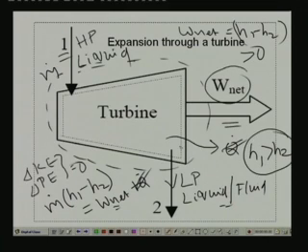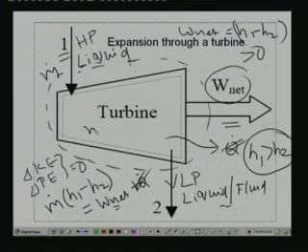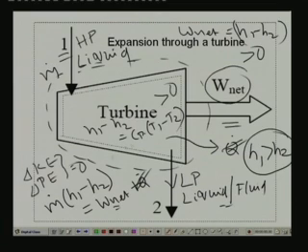Okay, that means the exit enthalpy will always be lower than the inlet enthalpy. And if you further assume that the specific heat of the liquid remains constant and the liquid does not undergo any phase change during the expansion, then you can simply write H1 minus H2 is equal to Cp into (T1 minus T2), which is greater than 0. That means T2 will be lower than T1, or the temperature of the liquid at the exit of the turbine will be lower than the temperature of the liquid at the inlet to the turbine.